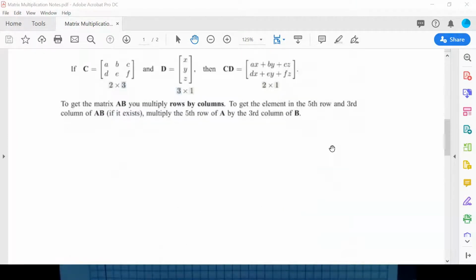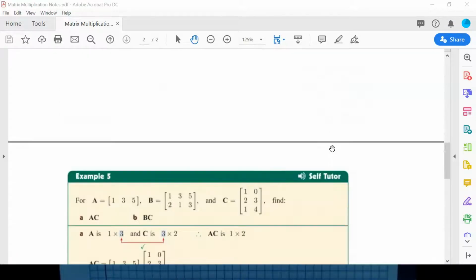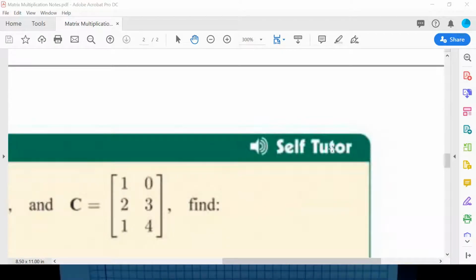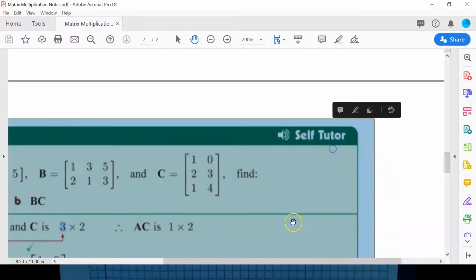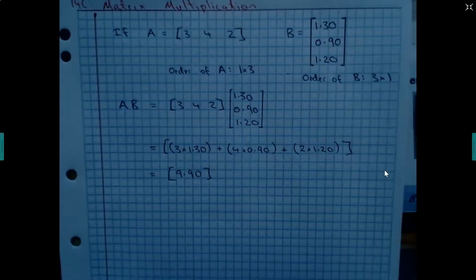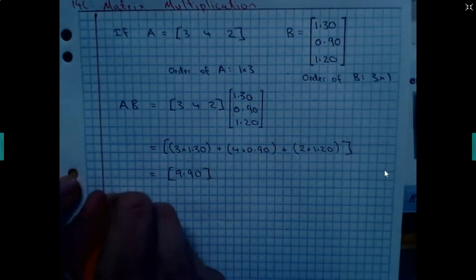Now we're going to have a go at a multiplication which is a little bit more complicated. So this is example 5.